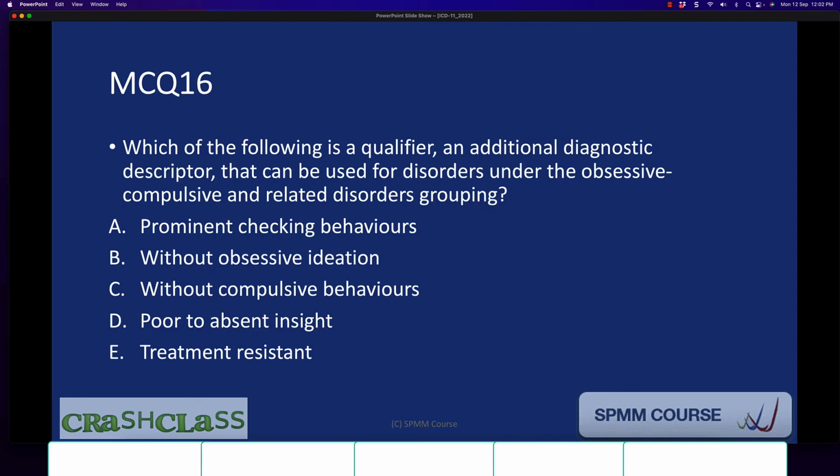Question number 16. Which of the following is a qualifier, an additional diagnostic descriptor that can be used for disorders under the obsessive compulsive and related disorders grouping? A. Prominent checking behaviors. B. Without obsessive ideation. C. Without compulsive behaviors. D. Poor to absent insight. E. Treatment resistant.